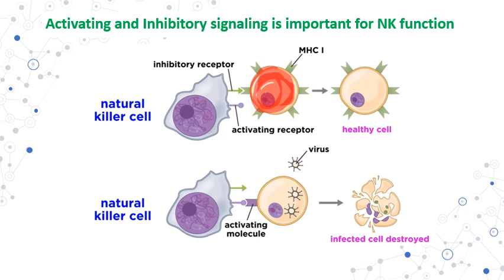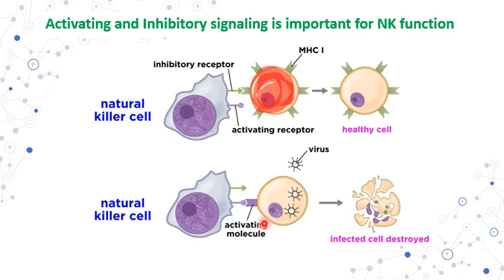And the question is, why is it that your natural killer cell, when it looks at a red blood cell, and the red blood cell does not have MHC1 on the surface, how is it that the natural killer cell doesn't kill your red blood cell? Well, it's because the red blood cell has inhibitory signals. They're going to tell the natural killer cell not to kill it.